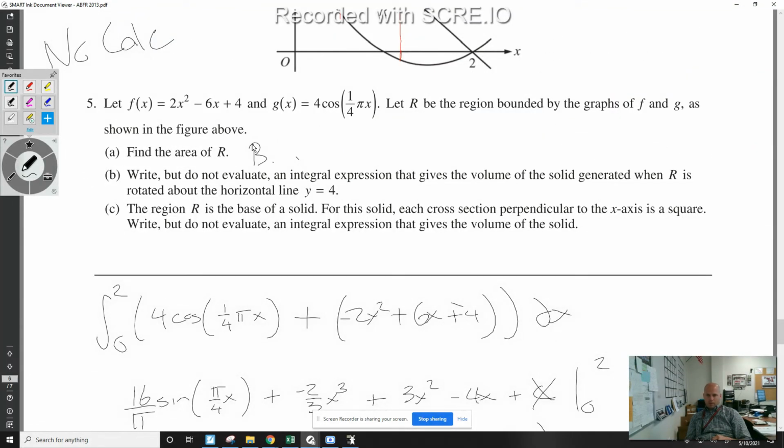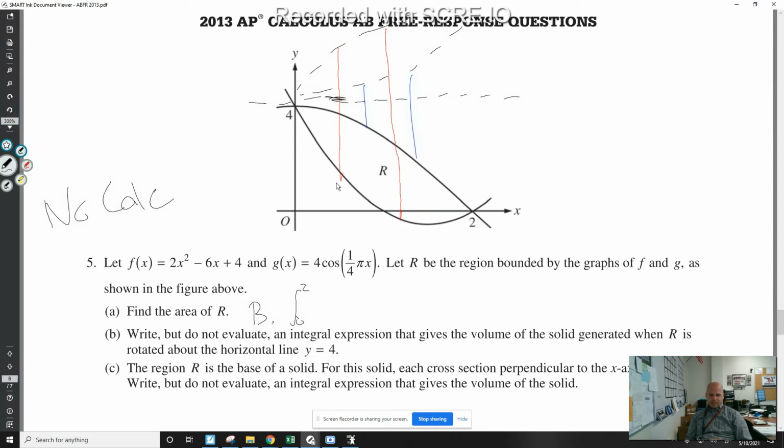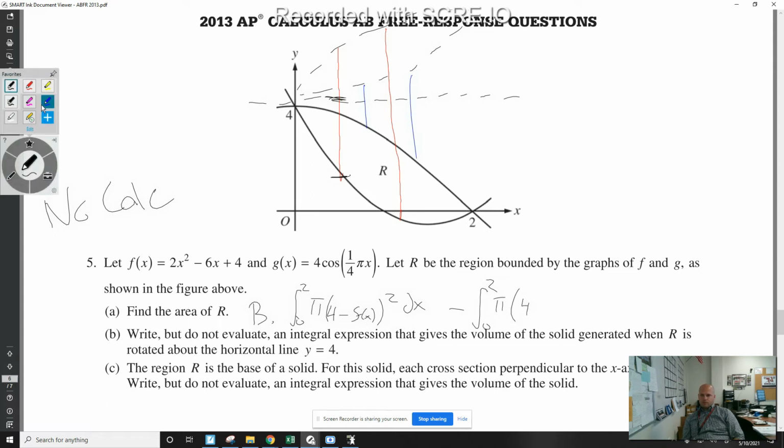Here's where I'm going to put part B. Again, it's a radius that's a y distance, and then the height is going to be a very skinny x distance. So pi r squared h is dx. R is going to be a middle minus a bottom. So 4 minus what's the bottom? It's the f function. So just put f of x, don't write it down. And then subtract the volume of the hole, 0 to 2 pi, it'd be 4 minus the cosine function g of x.